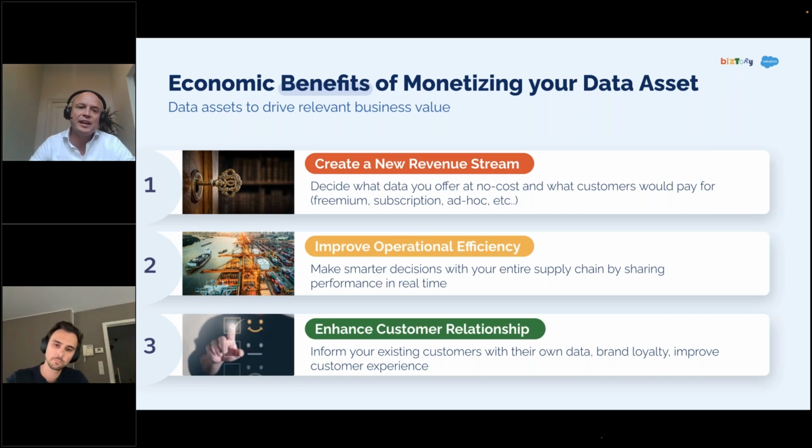And for data monetization, there are many quantifiable economical benefits that can be driven by data, but at macro level, we see three main themes. The first one is creating a whole new revenue stream for your business. Whether these are completely new digital or data products, or even value-added components to existing products.